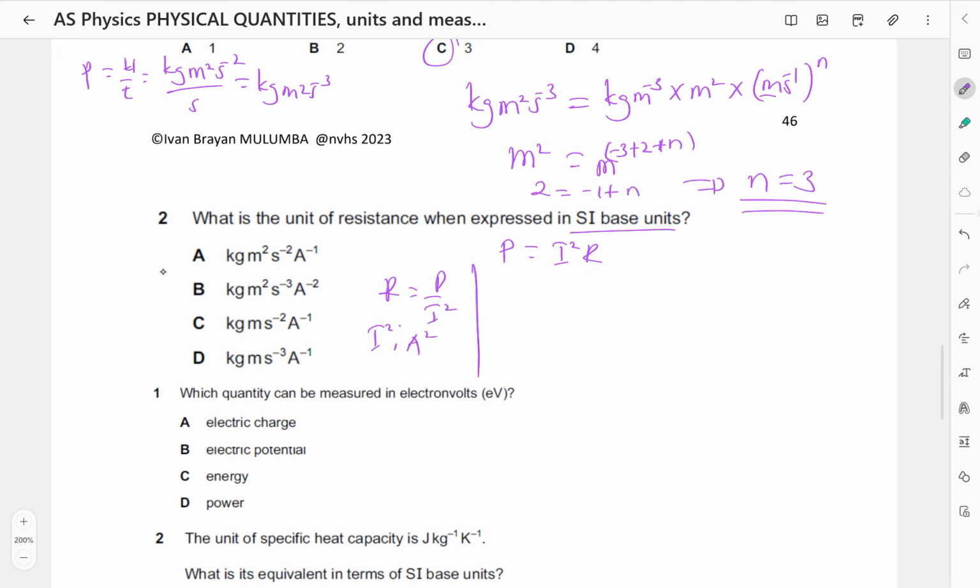Then for power, I now know power is work done over time taken, and I've seen the units as kilogram meters per second squared. This is squared for energy, divided by seconds, which became kilogram meters squared per second cubed. So the units of R are going to be kilogram meters squared per second cubed divided by ampere squared. It becomes a power -2. So this is out, this is out, this is out. So our answer is going to be B.